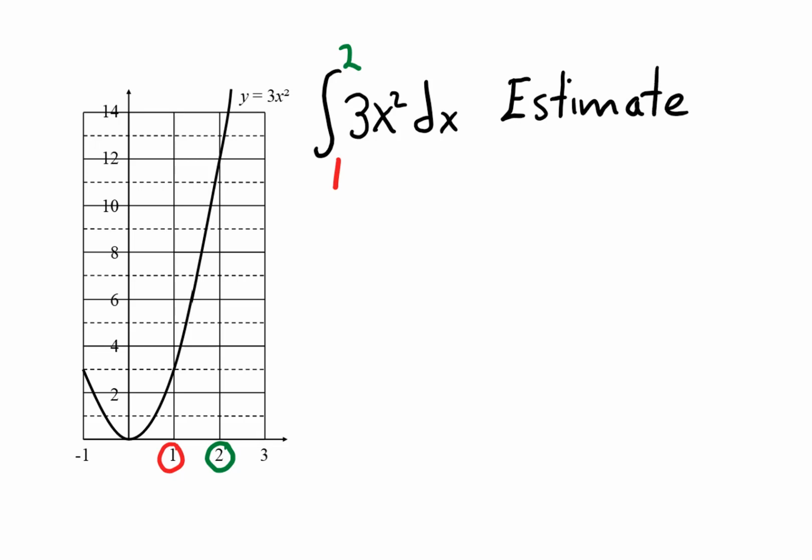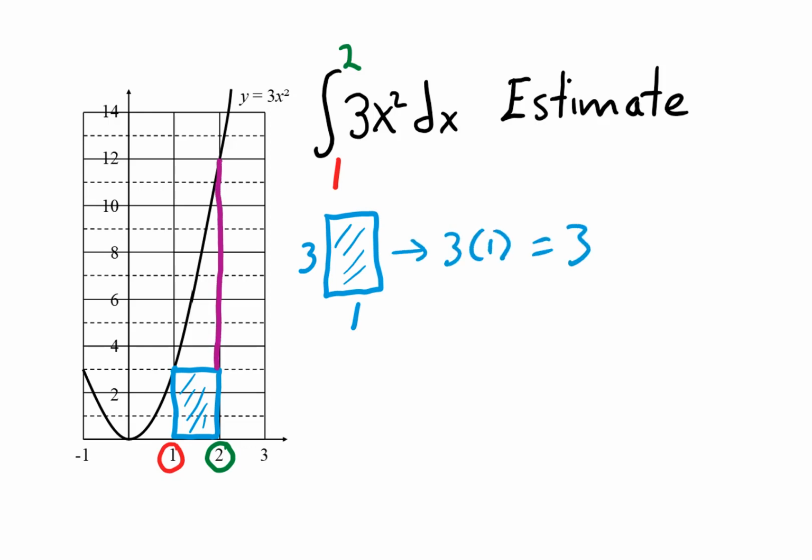We can estimate the area from this graph. The lower part of the region is a rectangle with a base of 1 and a height of 3, so its area is 3. The upper part of the region is approximately triangular. It is not exactly a triangle, because triangles have straight sides and the parabola is a curve, but the region is close enough to triangular that we can use it as an estimate.